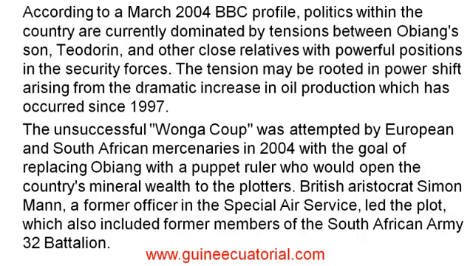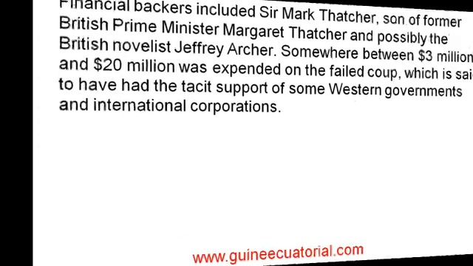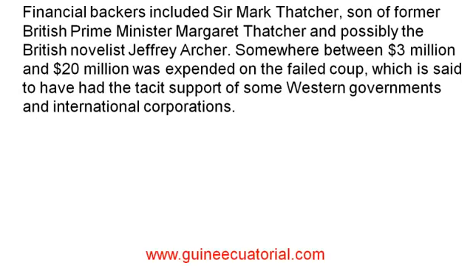British aristocrat Simon Mann, a former officer in the Special Air Service, led the plot, which also included former members of the South African Army 32 Battalion. Financial backers included Sir Mark Thatcher, son of former British Prime Minister Margaret Thatcher, and possibly the British novelist Geoffrey Archer. Somewhere between $3 million and $20 million was expended on the failed coup, which is said to have had the tacit support of some Western governments and international corporations.